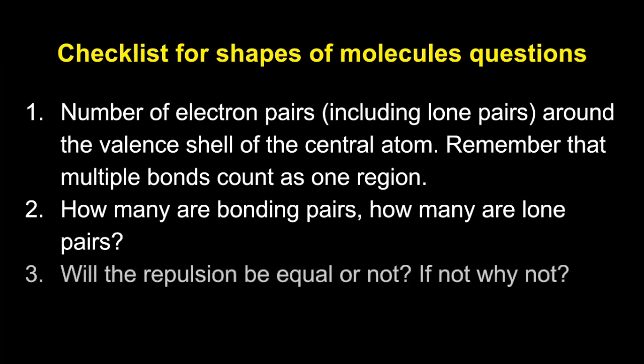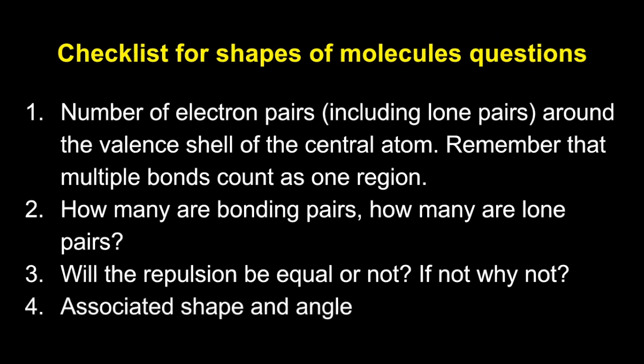So the next thing we talk about is repulsion. Will it be equal or not? And if not, why not? So you get equal repulsion when all of the electron pairs are bonding pairs. If you've got any lone pairs in there, you don't get equal repulsion because lone pairs repel more than bonding pairs. And then the final thing is you give the associated shape and angle. So we'll look at those now.